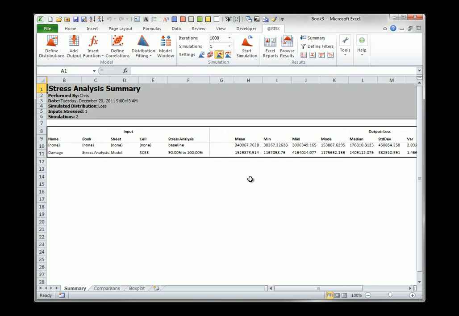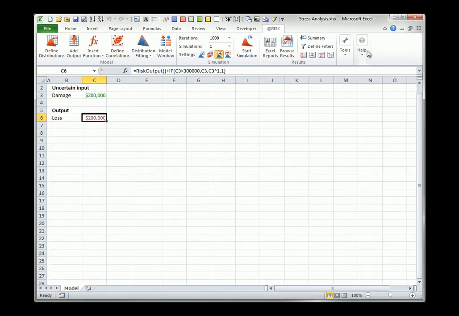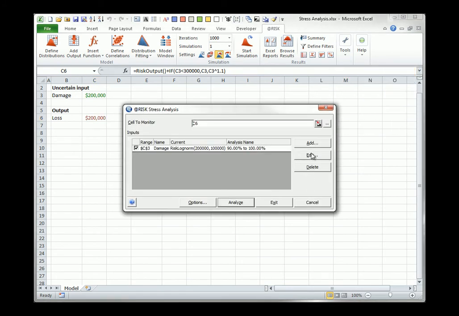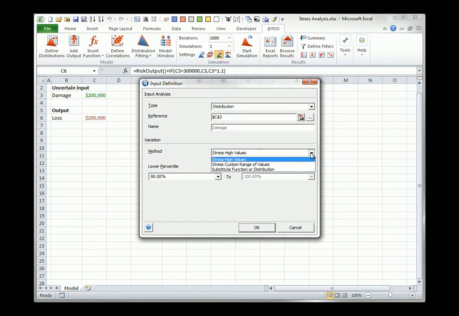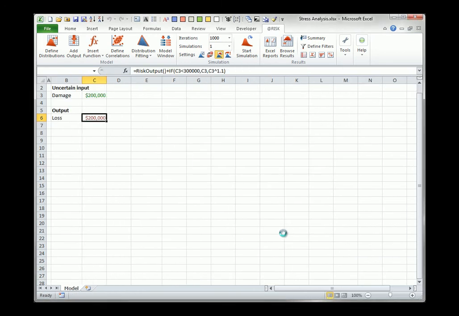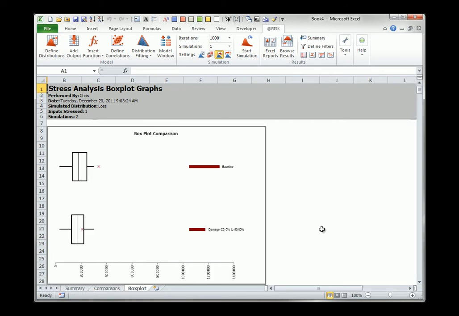Finally, to see the loss you face with such a policy, aside from the price of the policy itself, I will run another stress analysis, this time stressing low values up to the 90th percentile. Now the results compare the same baseline as before to the conditional loss you face.